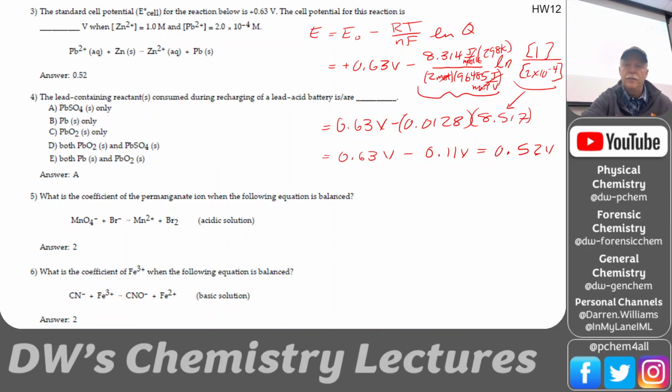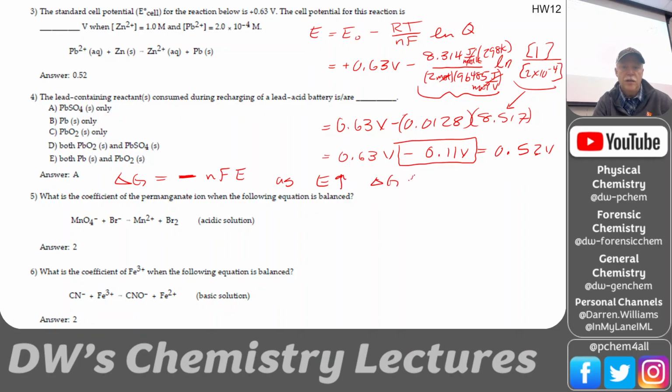And it's always good to see if it makes sense, right? So what we're doing is we're adjusting the voltage down. Remember, delta G is equal to minus nFE. So as E goes up in volts, delta G goes down, meaning it's more negative, more spontaneous. So a positive cell potential is more spontaneous, and a more negative delta G is spontaneous. They have the opposite sign of each other. And we're adjusting this down. So we're reducing the cell potential, making it less spontaneous.